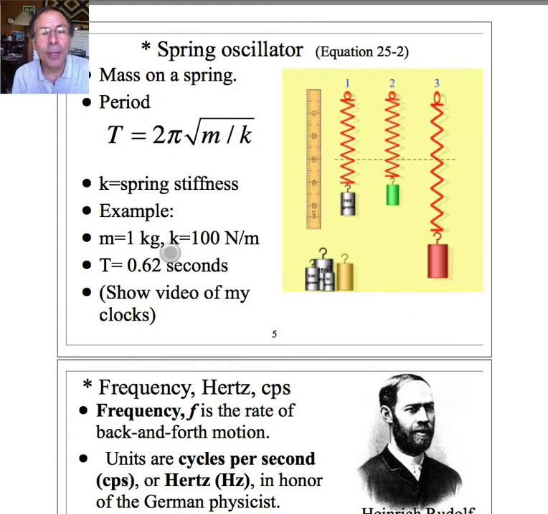Here's an example. If you had a 1 kilogram mass, and your spring stiffness was 100 newtons per meter, then you would have a period of 0.62 seconds.